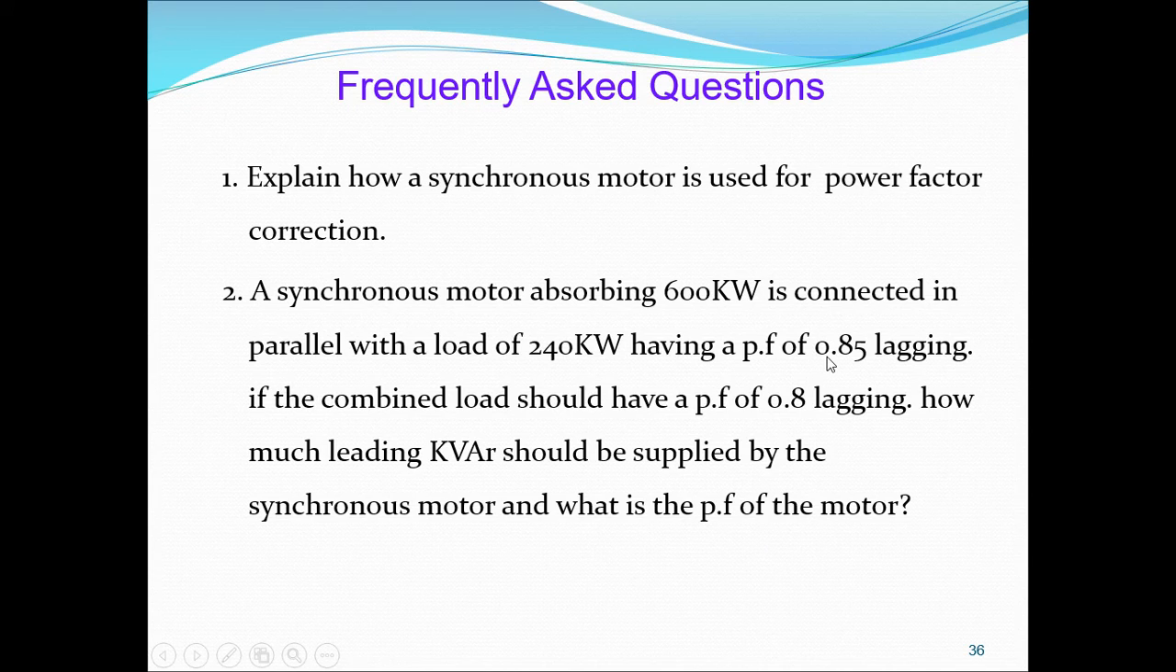Here the synchronous motor absorbs 600 kilowatts and is connected in parallel with the load of 240 kilowatts having power factor of 0.85 lagging. If the combined load should have a power factor of 0.8 lagging, how much leading kVAR should be supplied by the synchronous motor, and what is the power factor? You do this problem for next class.